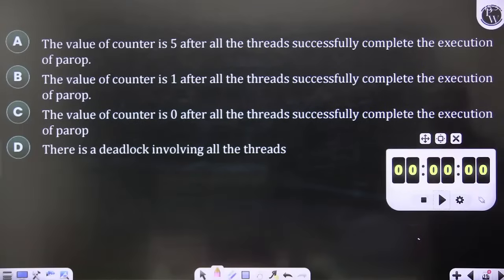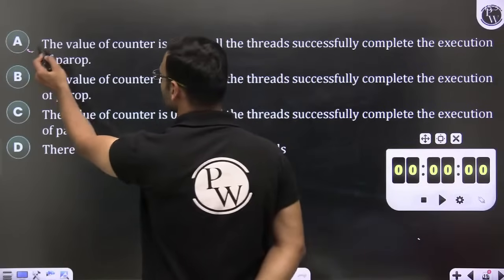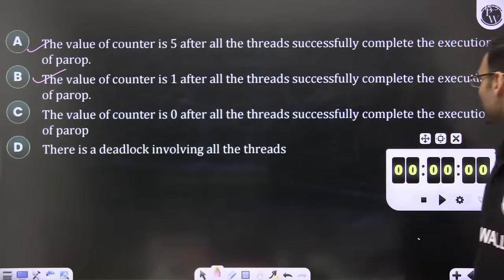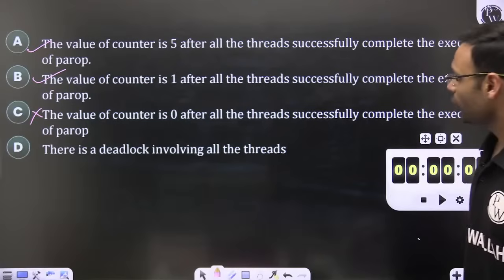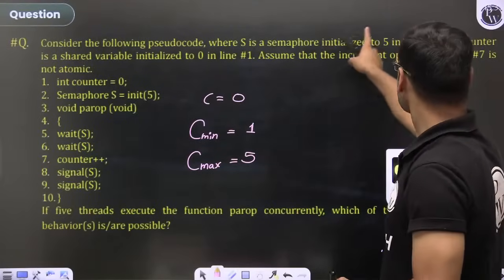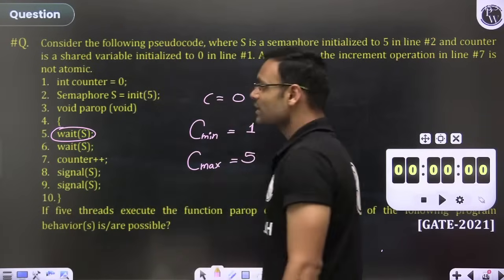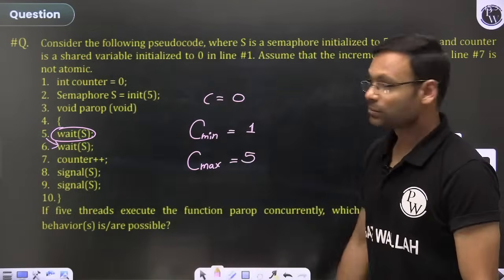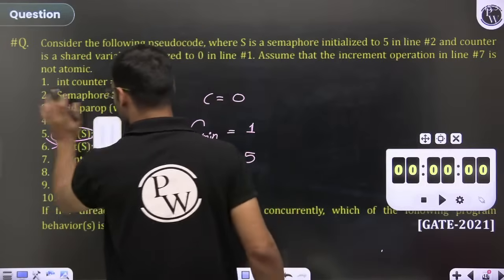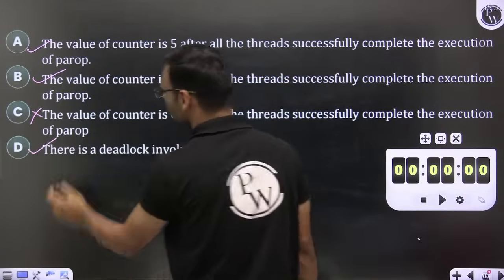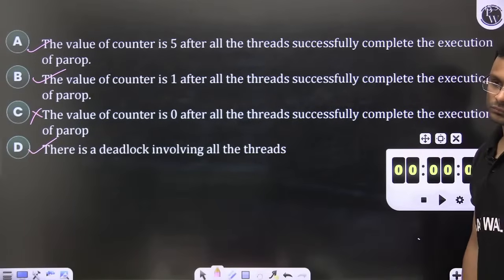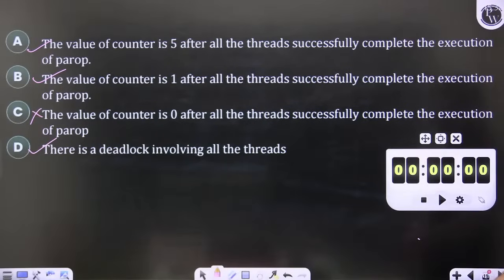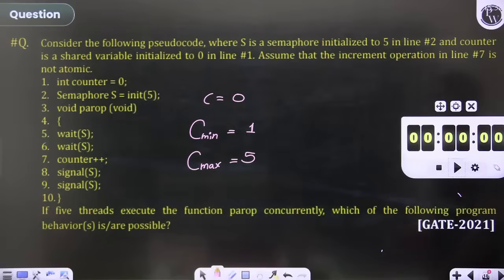Value of counter is 5 after all threads successfully complete execution on this? Possible. The value of counter is 1 after all threads successfully complete the execution? Possible. Value of counter is 0 after all threads complete? There is a deadlock involving all threads. Possible? Yes, possible. Why? 5 threads are there. If each thread runs the first wait S, then all threads will be stuck at the next wait S, because S is initialized with 5, threads will take the first wait S and there will be a deadlock. Possible? Yes. Option D is also correct. A, B and D are correct in this particular question. Question was from GATE year 2021. Very easy question.